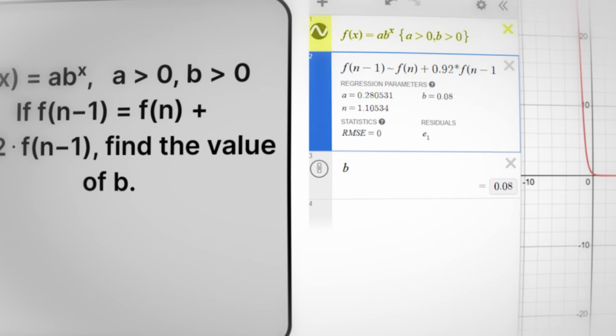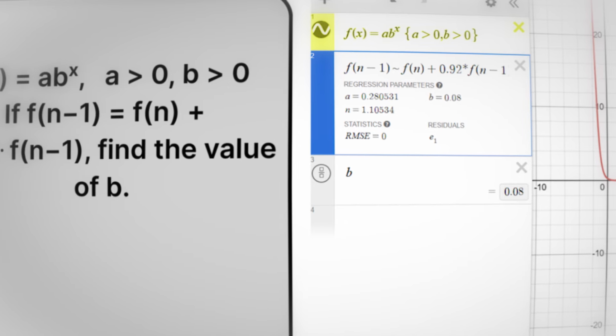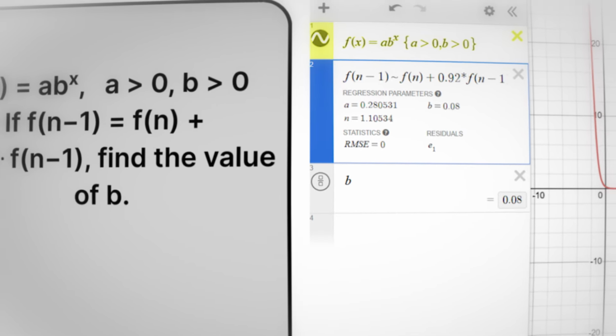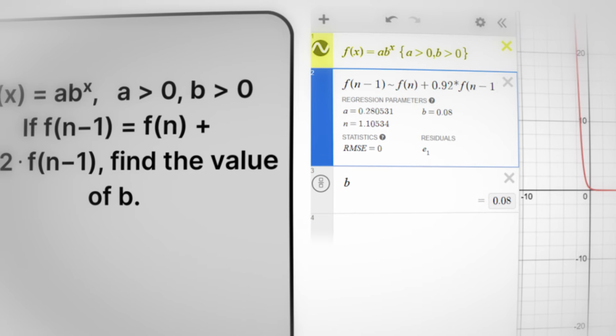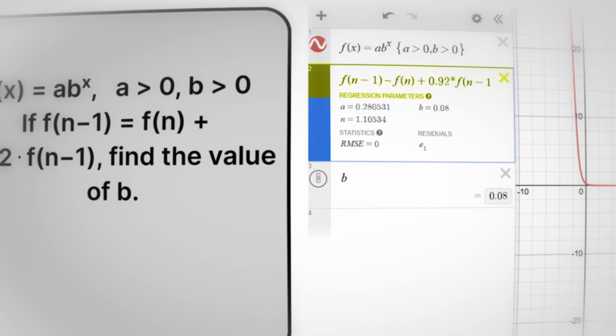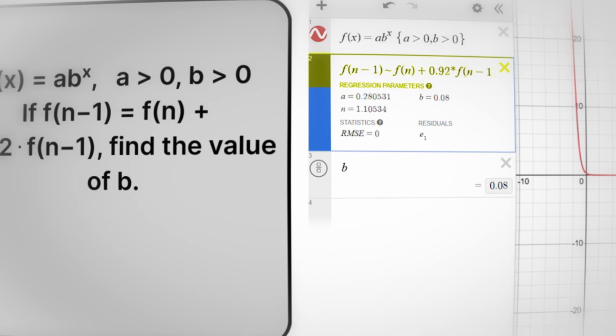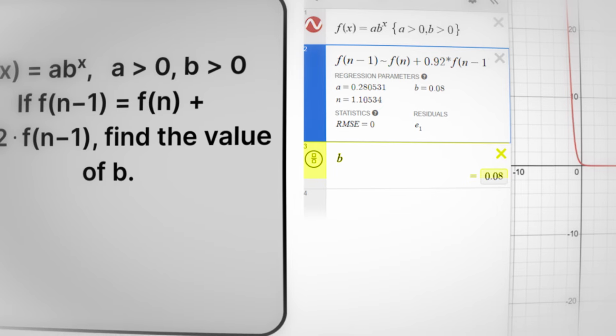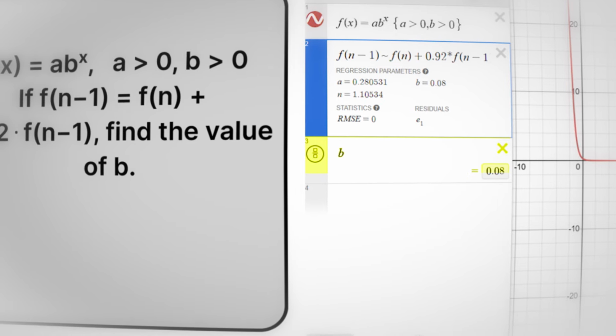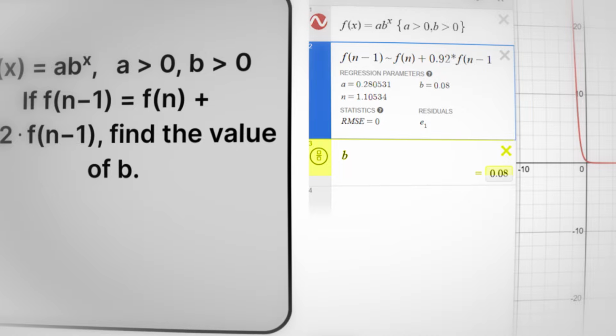And that's what we're diving into next. Here's the trick. Desmos isn't just for graphing. It can solve equations automatically. Step 1, input the function like this. f of x equals a multiplied by b to the power of x, where a is more than 0 and b is also more than 0. Then f of n minus 1 tilde f of n plus 0.92 multiplied by f of n minus 1. Then write b. And boom, Desmos spits out the answer. No messy algebra, no second guessing.